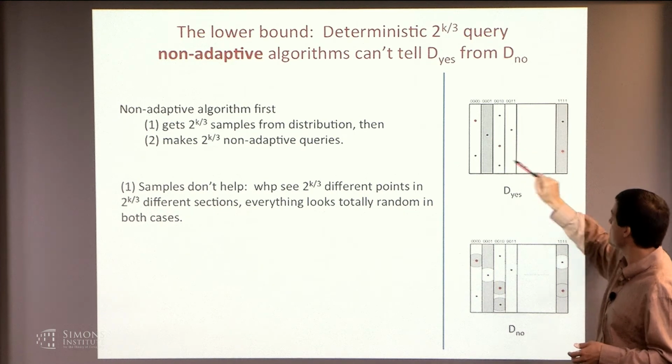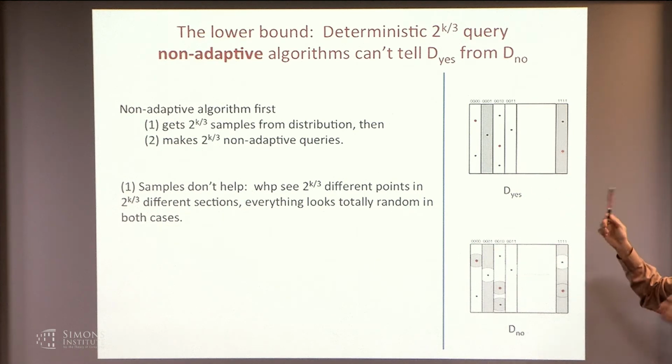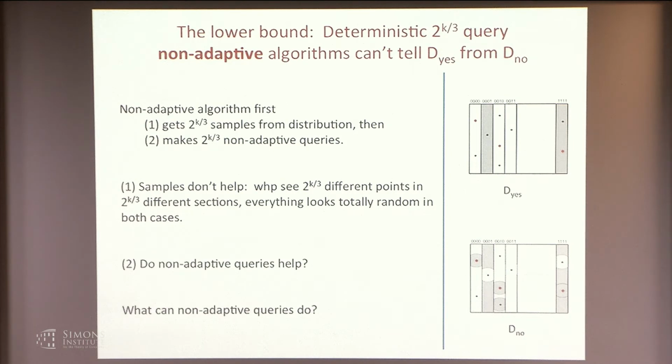So I don't know if you can see, these are like red dots spread across the sections, and the color of each dot is independent, uniform, random. The samples just look exactly the same. Okay? So that was no good. What about the queries? This is, of course, the more interesting part. Maybe with non-adaptive queries, somehow I can figure something out.